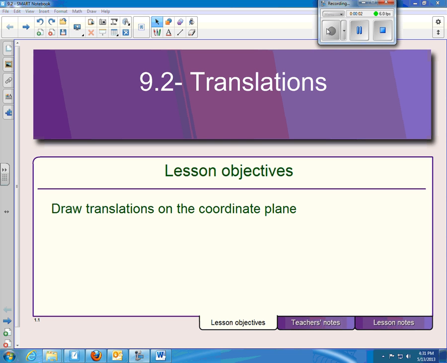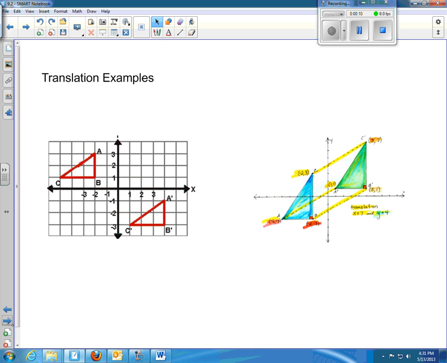Hey guys, today is section 2 of chapter 9. We're going to talk about translations. And so our objective today is just to draw the translations on a coordinate plane. All right, so here's some examples of translations.